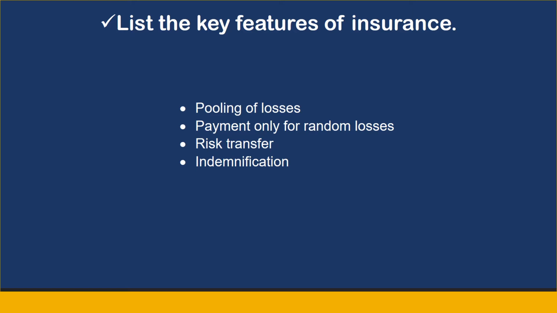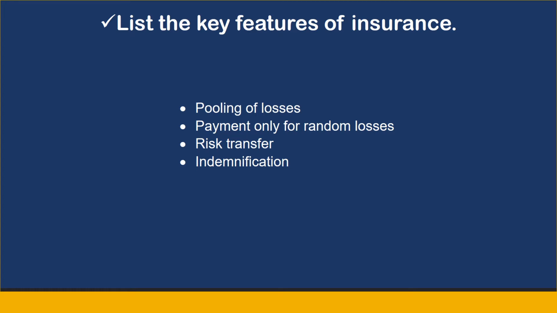Pooling of losses refers to spreading losses over a large group of individuals. In other words, it is advantageous for an insurance company to have a larger pool of insured individuals rather than a small number. If you think about it, who are the major players in the insurance industry? Consider the sheer volume of individuals they insure, and the concept of pooling losses will be even more clear.